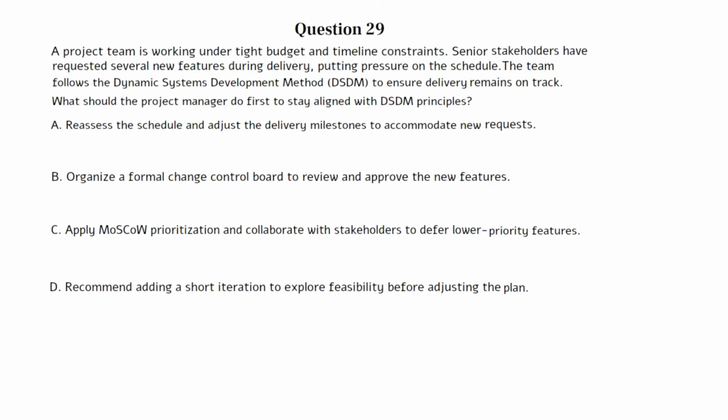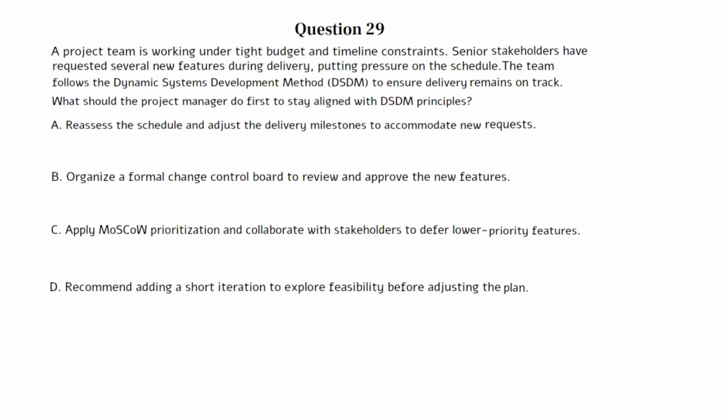Question 29. A project team is working under tight budget and timeline constraints. Senior stakeholders have requested several new features during delivery, putting pressure on the schedule. The team follows the dynamic systems development method to ensure delivery remains on track. What should the project manager do first to stay aligned with DSDM principles?